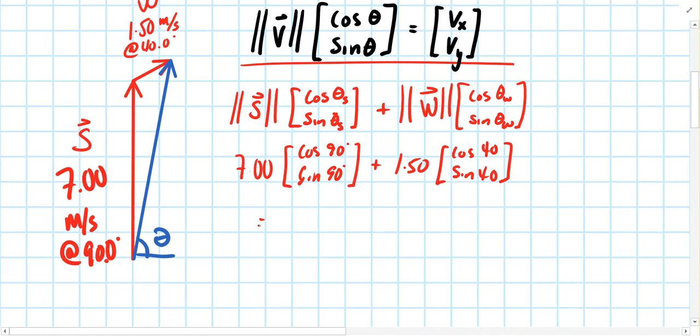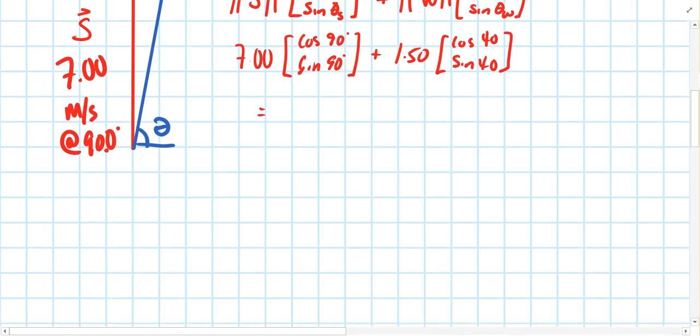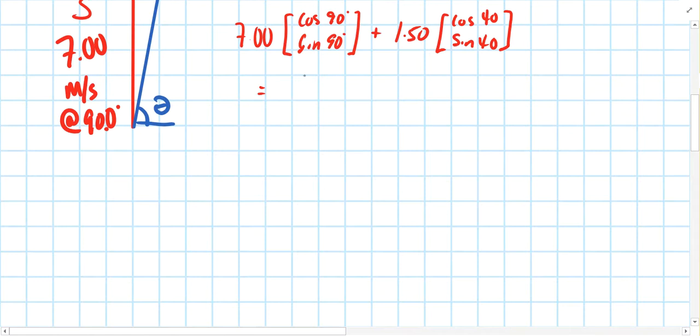Now here's where using this setup is really, really beneficial. This is an expression that I can bring to the calculator now, and I can use the calculator to produce a final result. And what the calculator will do is it will take the 7.0 and multiply it by cosine 90. It's going to take the 7.0 and multiply it by sine 90. It'll take the 1.5 and distribute it in just the same way.